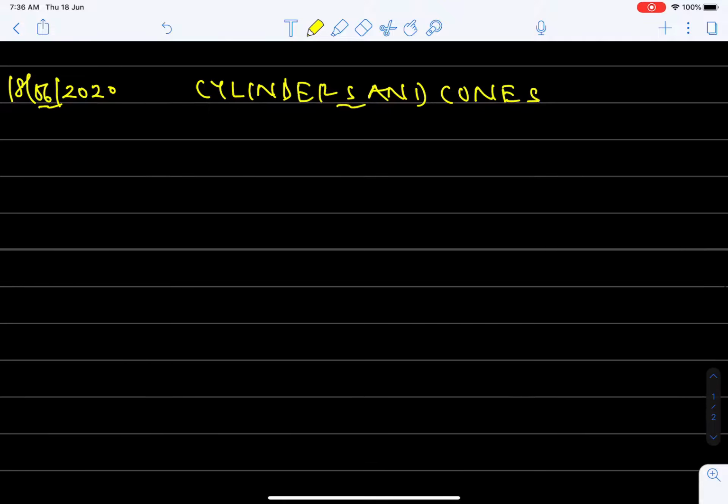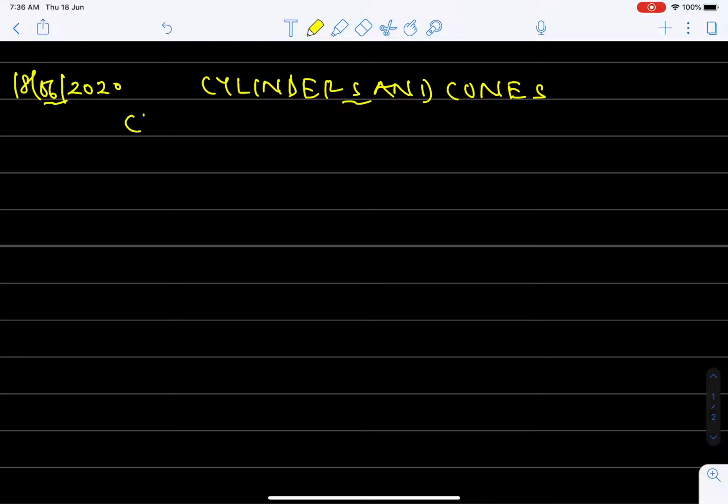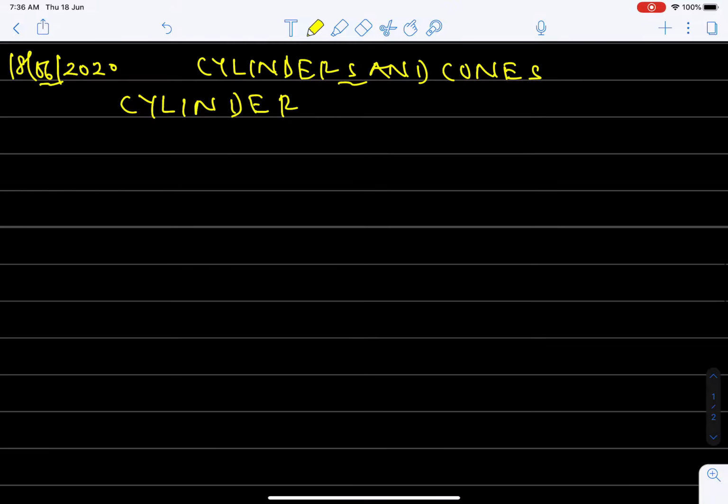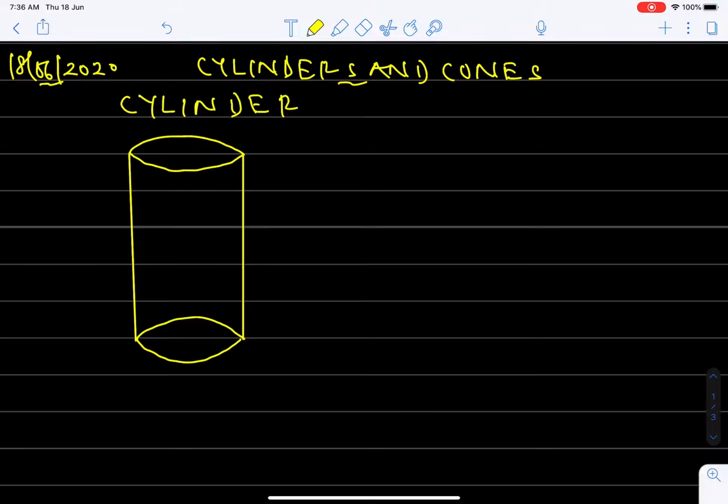Now you all know what a cylinder looks like. Let's start with a cylinder. This is what a cylinder looks like. The containers in which your beverages come are mostly cylindrical in shape. Now this is a cylinder. It's a circular prism. It has two circular faces and a round body.